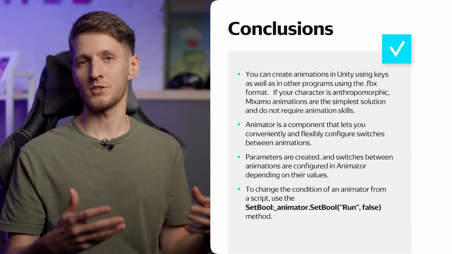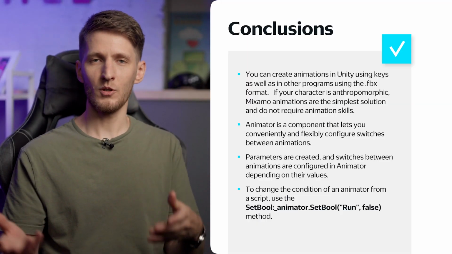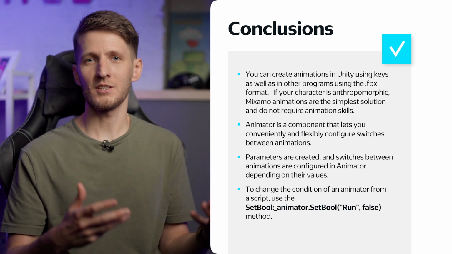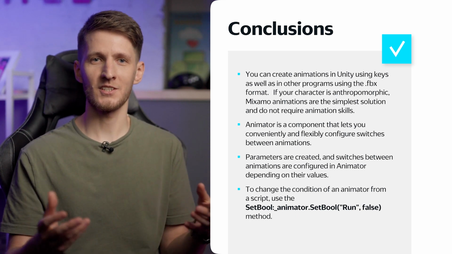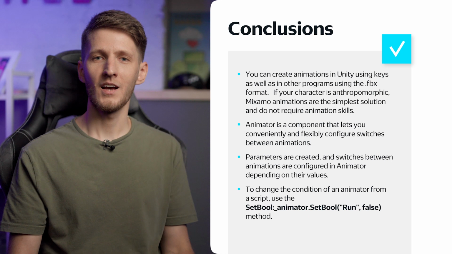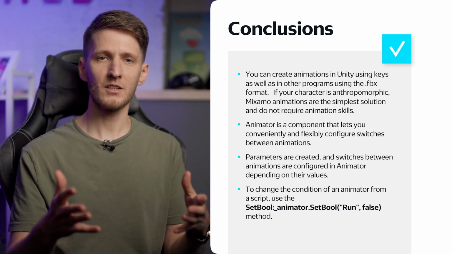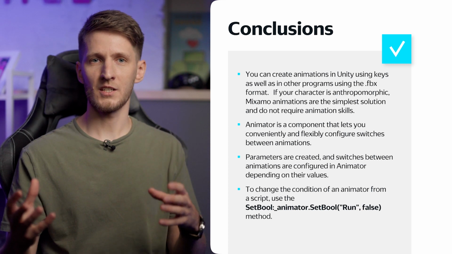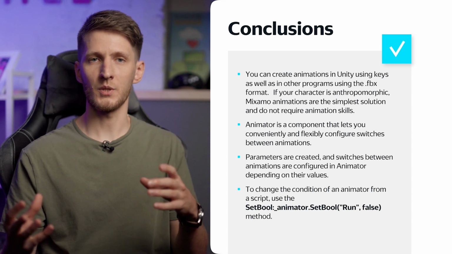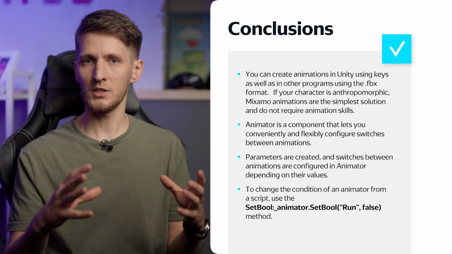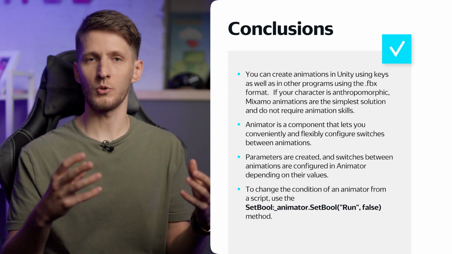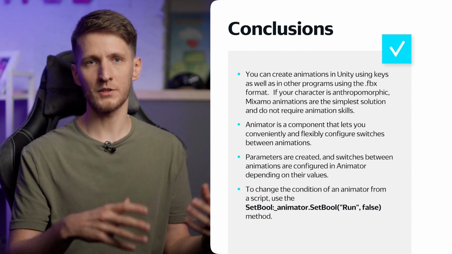Let's summarize. You can create animations in games yourself, but it's more convenient for programmers to download animations of anthropomorphic characters from Mixamo. When working with animation, we use the animator component. This is a component in which we configure transitions between animations. To change the animator's state via the script, in this lesson we use the setBool method. There are other parameter types. For these, we use setInt, setFloat, and setTrigger methods.